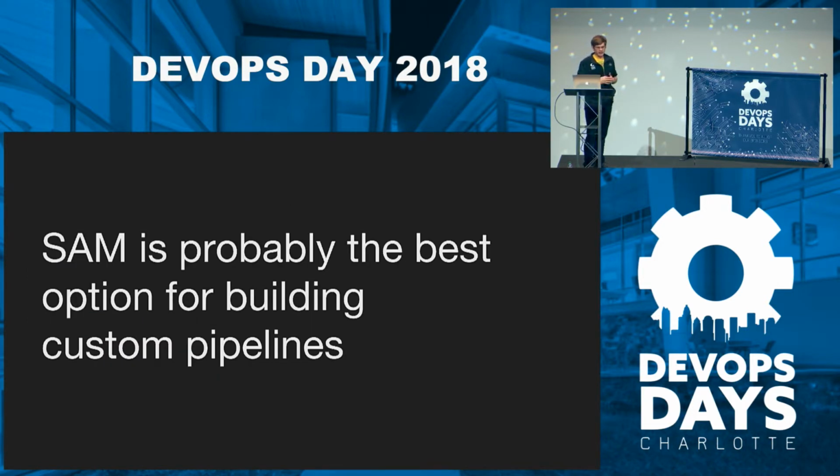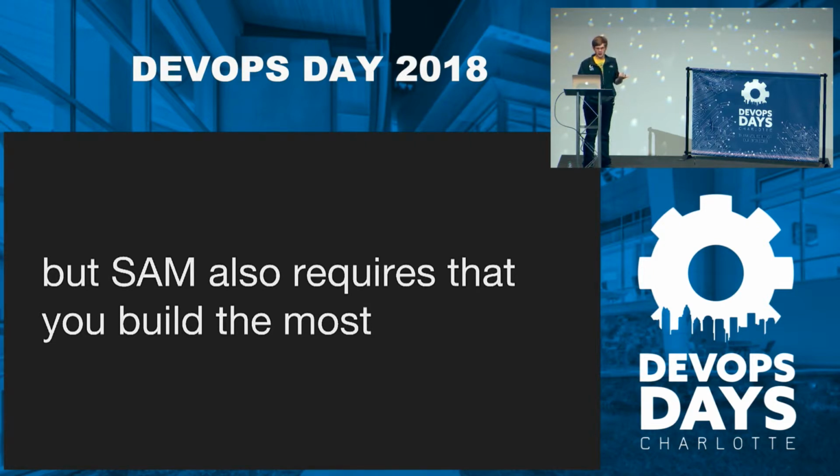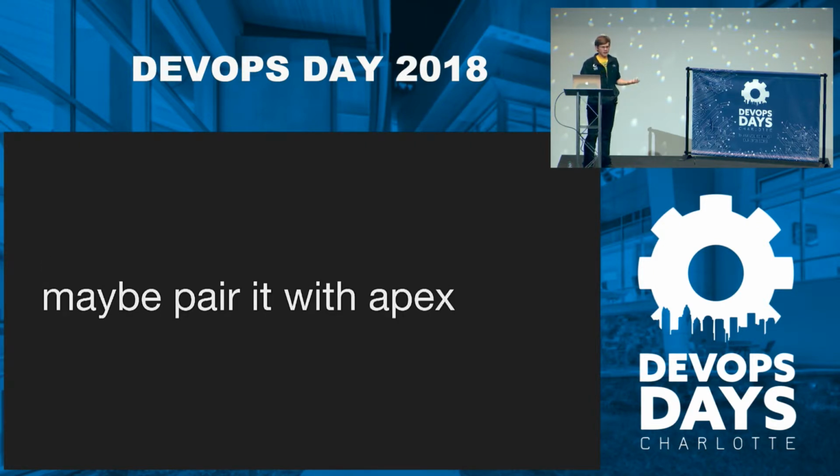Out of that list of things, SAM, or the serverless application model, is probably the best option for building custom pipelines. It's very AWS specific, but you can fit it into a lot of different needs, and it's fairly easy to integrate within CI. If you've used Amazon's CloudFormation product before, which is their infrastructure provisioning service, it is basically a wrapper around that. It also requires that you build the most, which is one of its downfalls. I would suggest maybe pairing it with Apex, which is on that list. Apex is a deployment tool for Lambda, and it does that really, really well. SAM doesn't do the deployment directly. You kind of have to figure that out on your own.